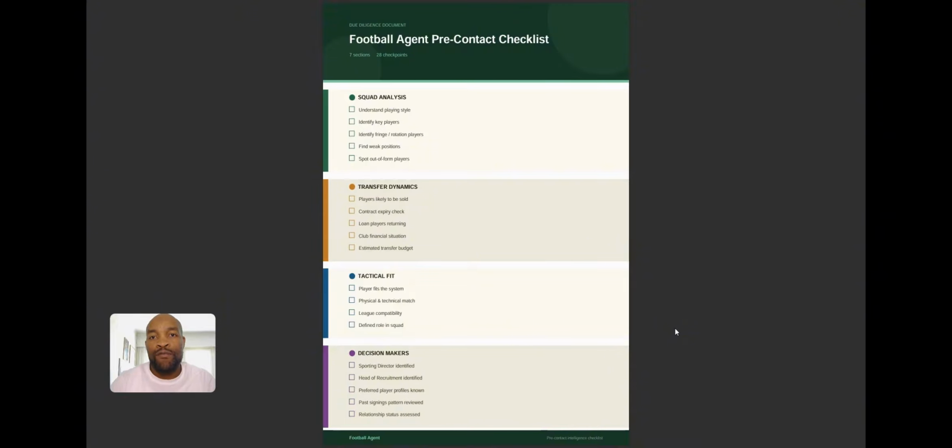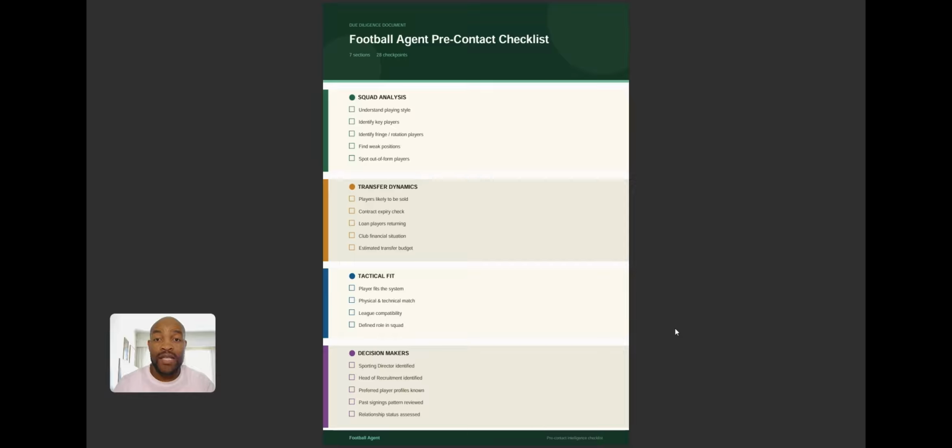So now we are at the football agent pre-contract checklist. Before I want to contact a football club, this is what I do. So I look at the squad analysis. I'm going to go through this so that you can see what I do before I contact a football club. The reason behind it is I want to get a lot of ideas on what the football club is doing, so that at least when I contact them, I have a chance of always selling my players.